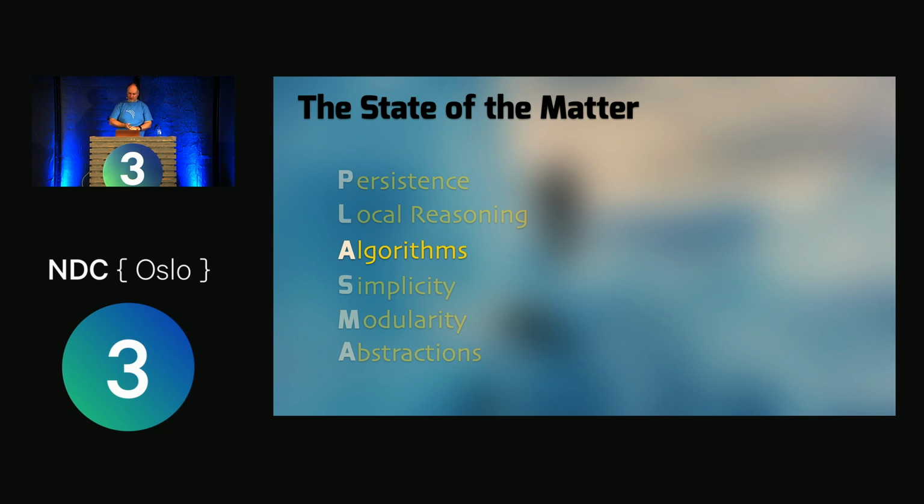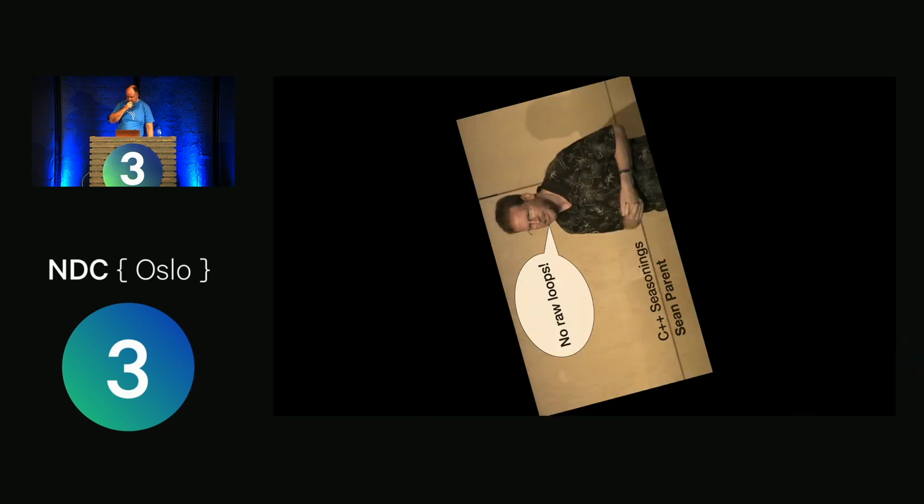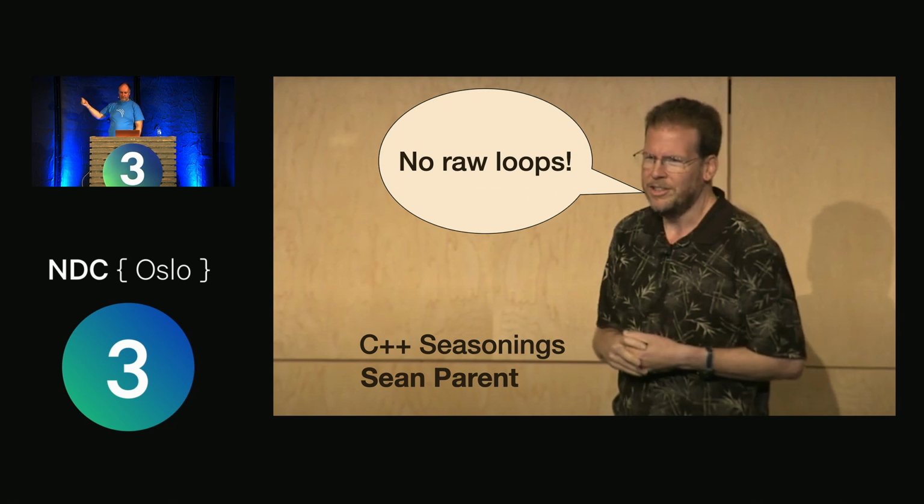Okay, algorithms next. And again, maybe this has a bit more of a C++ bias. At least my example here, Sean Parent did a talk some years ago, C++ Seasoning, where he's talking about C++ algorithms. The main message is no raw loops. So if you find yourself writing a loop out by hand, think about if there's, again, if it's C++, an algorithm. Whatever language you're using will have algorithms or something similar in the standard library, hopefully.